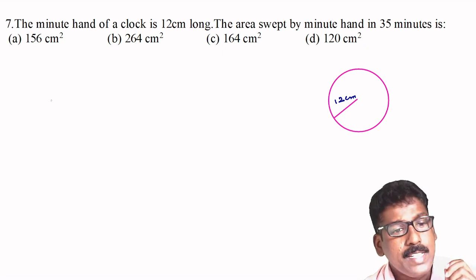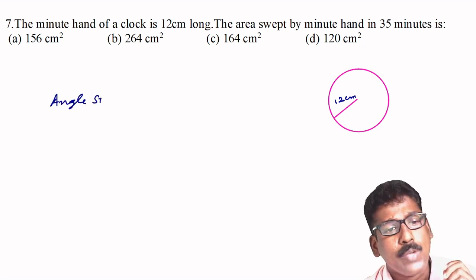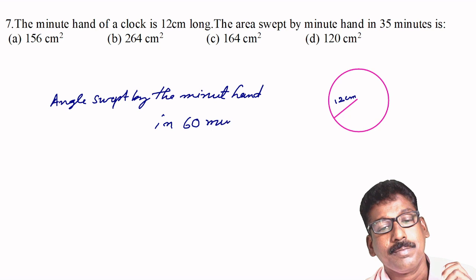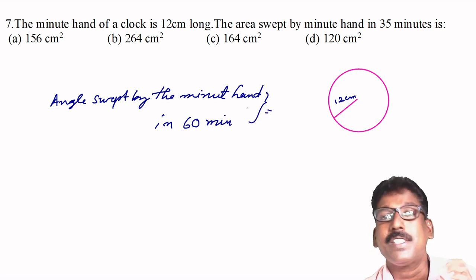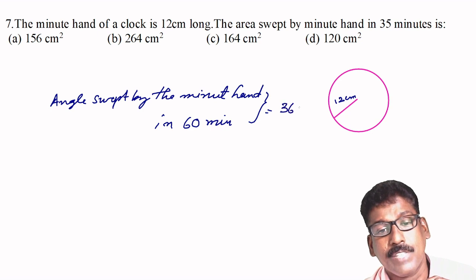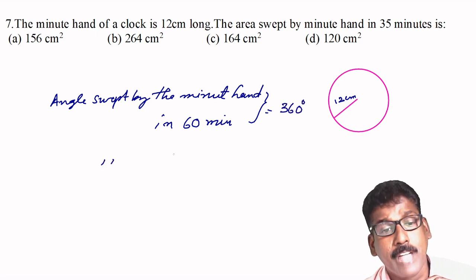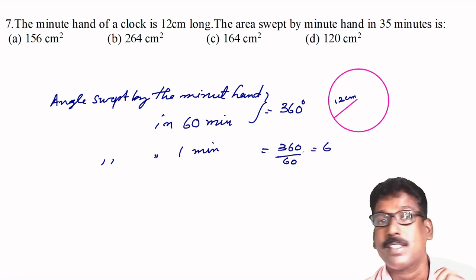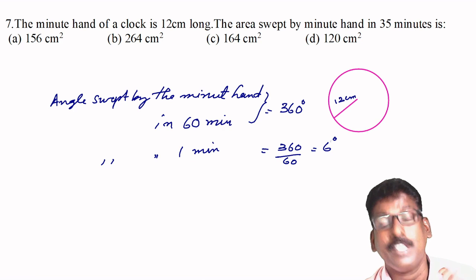Can you say what is the angle swept by the minute hand in 60 minutes? 60 minutes is 1 hour. So in 1 hour means a complete rotation will be there. So angle will be 360 degree. If it is so, what is the angle swept by the minute hand in 1 minute? In 1 minute it will be 360 by 60, which is equal to 6. So 6 degree in 1 minute.